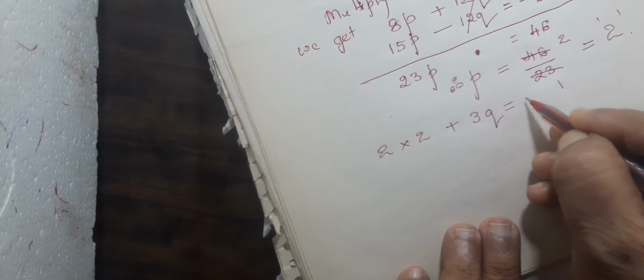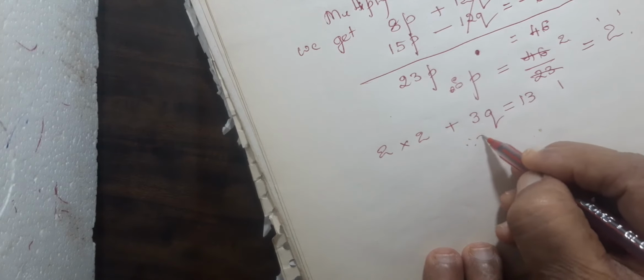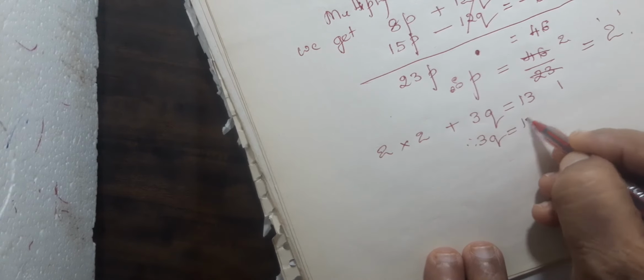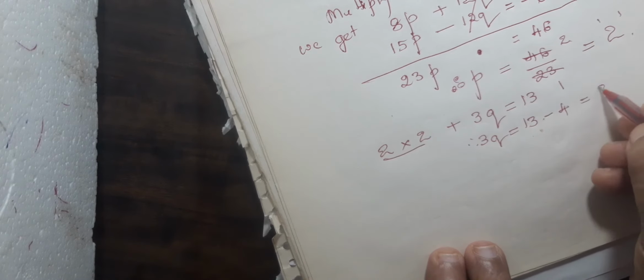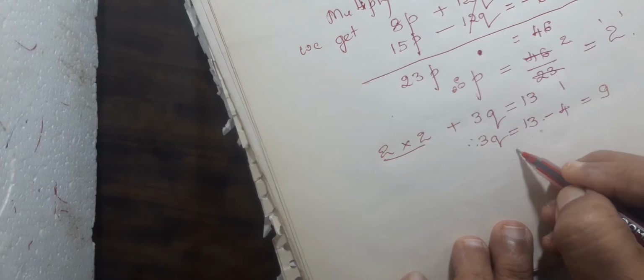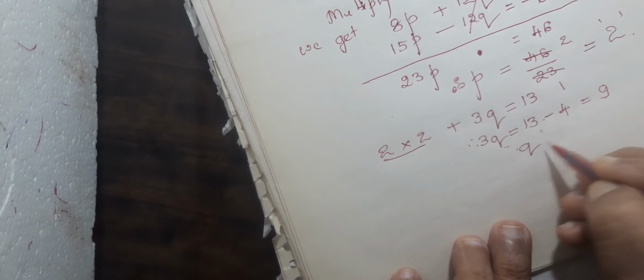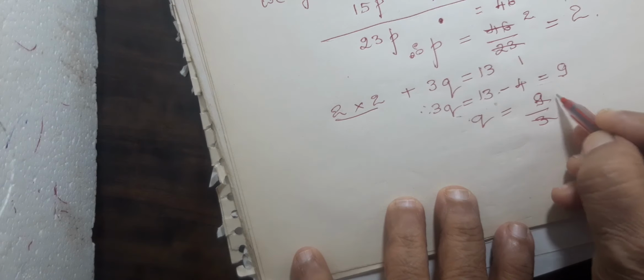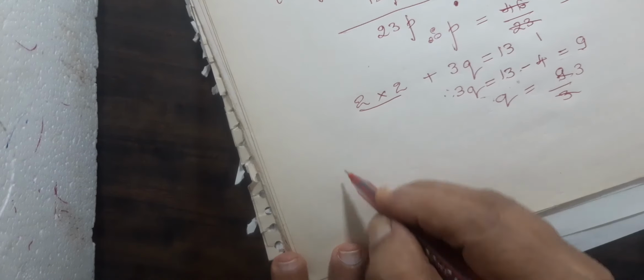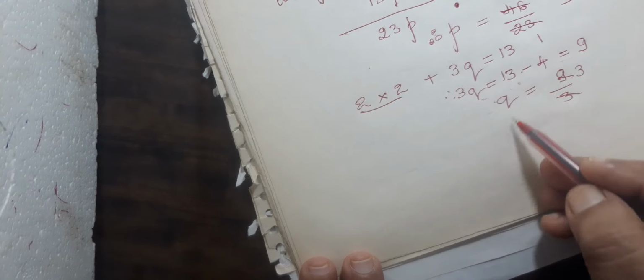So 4 plus 3q is equal to 13. Therefore 3q is equal to 13 minus 4, which is equal to 9. So 3q is equal to 9. Therefore q is equal to 9 by 3, which is 3. So what is the value of p? p is 2, q is 3.